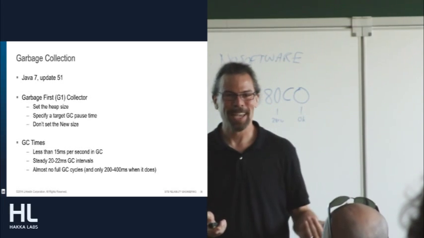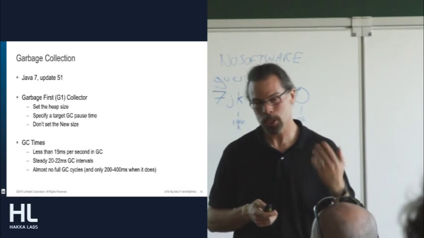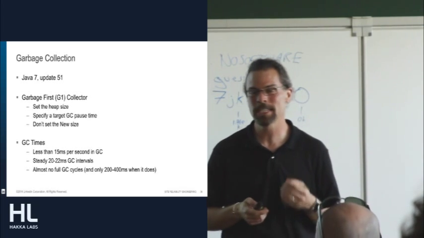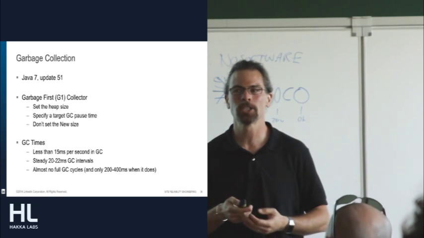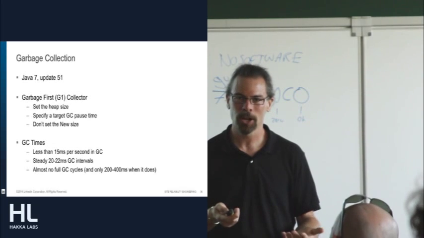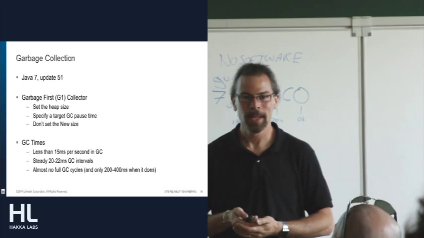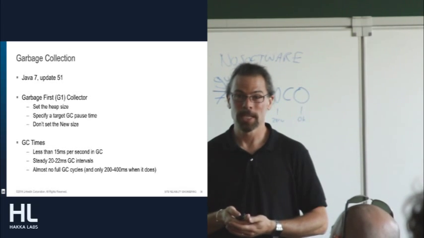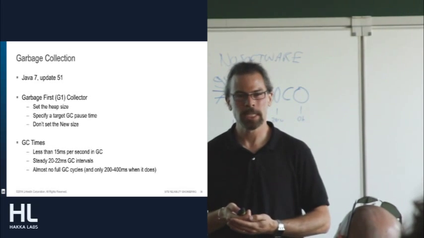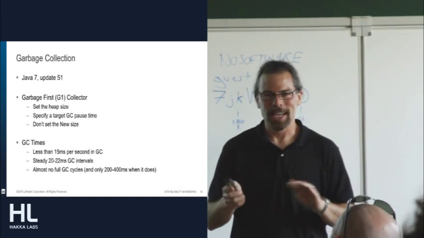So you set the heap size. We actually set our heap size to 4 gigs now. You specify a GC pause time. This is the target time you want. It's not a guarantee. You're asking the JVM to please try and hit this target. It should be reasonable. Otherwise, you're going to spend all your time in GC. We specify 20 milliseconds for ours, and we're hitting that pretty consistently within a millisecond or two. And you don't set anything else.